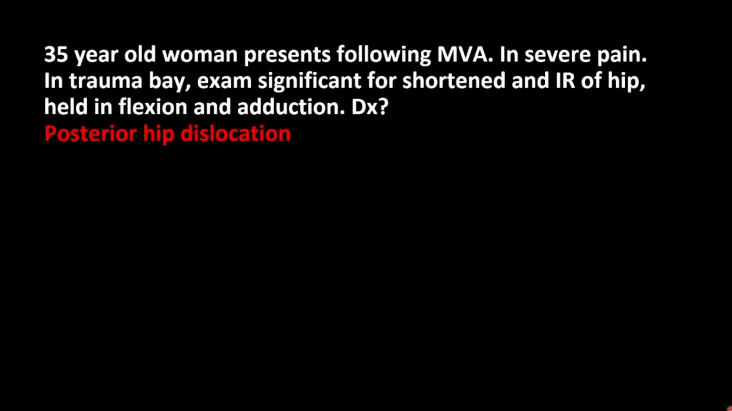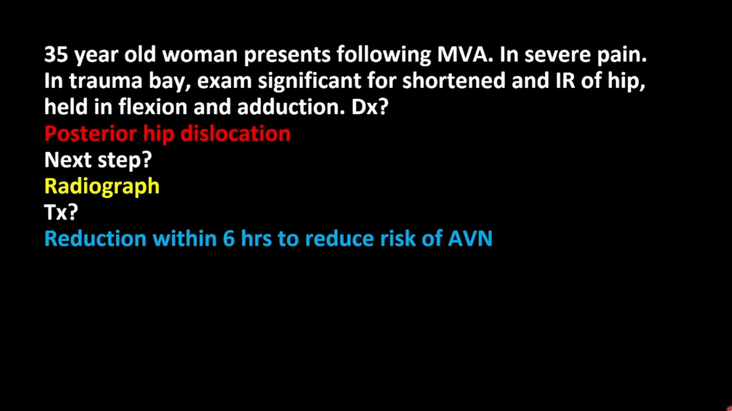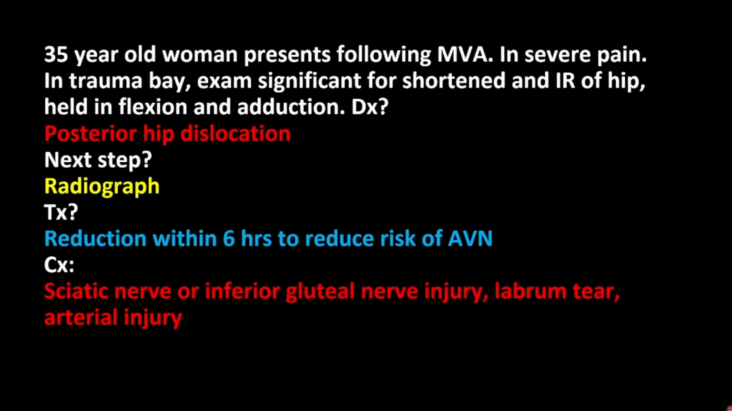But again, you should also be thinking of a hip fracture. So your next step will be x-rays, and then you'll want to reduce the hip dislocation to reduce the risk of AVN, or avascular necrosis. A complication you want to be looking out for is sciatic nerve or inferior gluteal nerve injury. Some other complications include labral tear and arterial injuries.